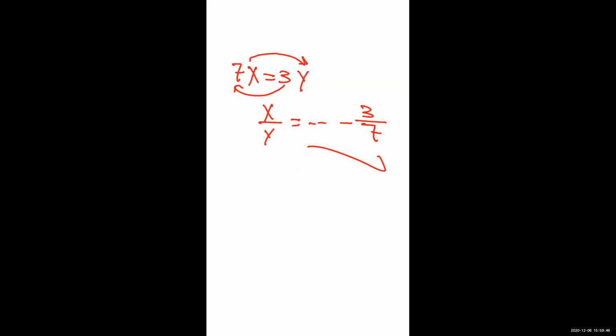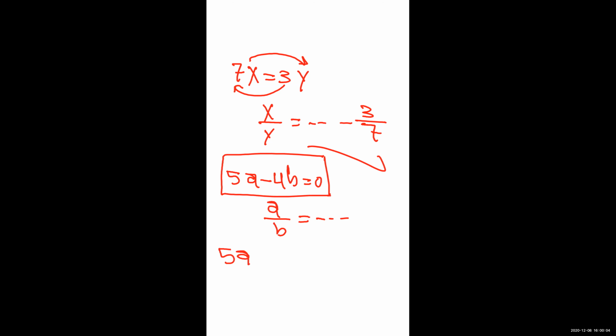If 5a minus 4b equals 0, now a over b equals dots. Okay, now it's 5a minus 4b equals 0. So 5a, shift this one to the other side, positive because it's a negative. So 5a equals 4b. So a over b will equal 4 over 5. Now it's clear?